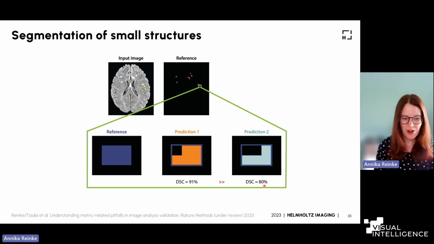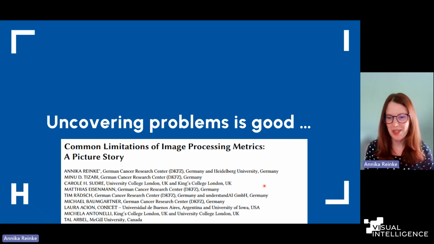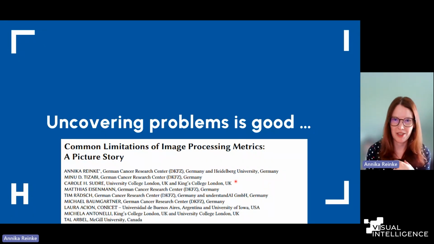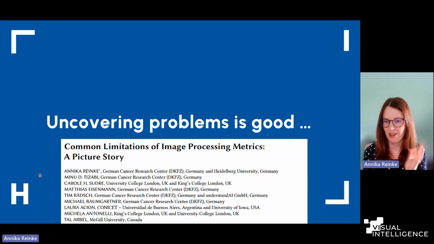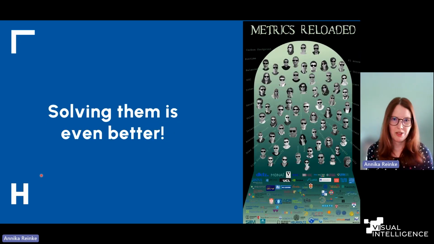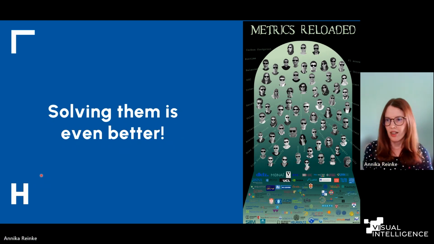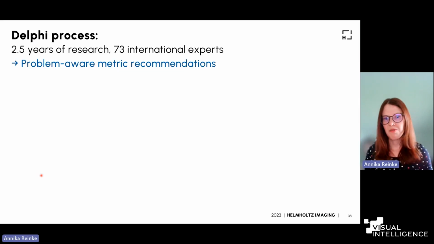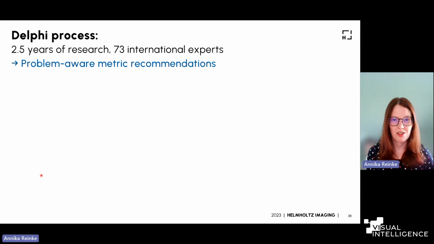So I could talk about problems for the whole seminar, but I don't want to bother you with it. But if you're interested in it, we have a paper on it, which we call a picture story, because we have collected so many different limitations of metrics. And why we think that uncovering problems is good, raising awareness is good, it's always better to solve them. And this is why we founded what we call Metrics Reloaded, a large international consortium, going towards problem-aware recommendations of metrics.